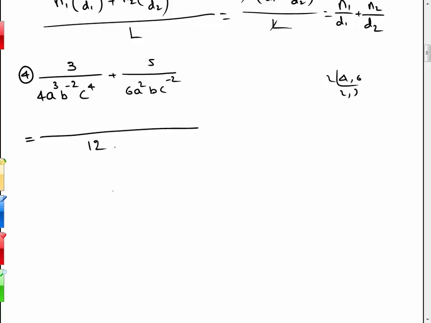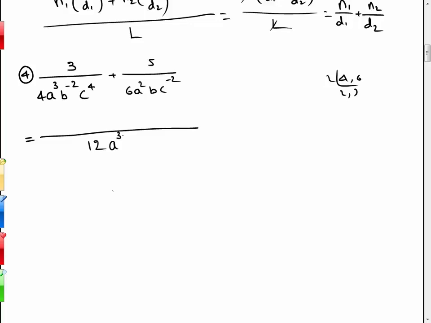Now, in the first term, we see an a cube. In the second term, we see an a square. When it comes to LCM of two quantities like that, a cube and a square, which have the same base, pick the one with a bigger exponent. Okay, so a cube has 3 as an exponent, which is bigger than the exponent 2.